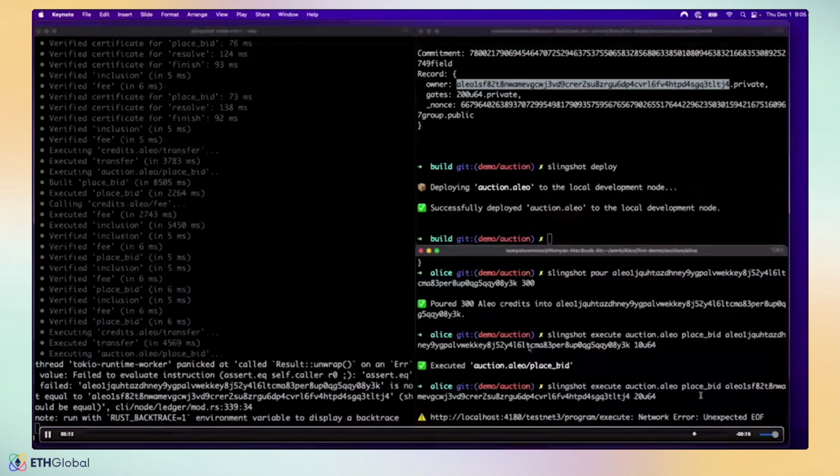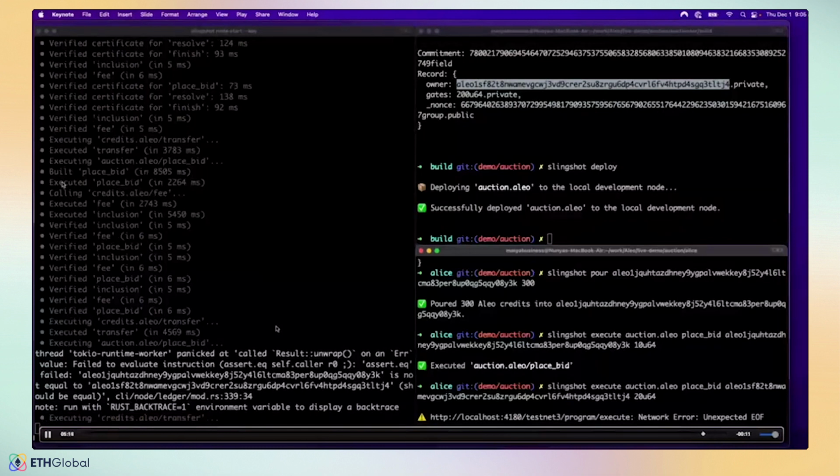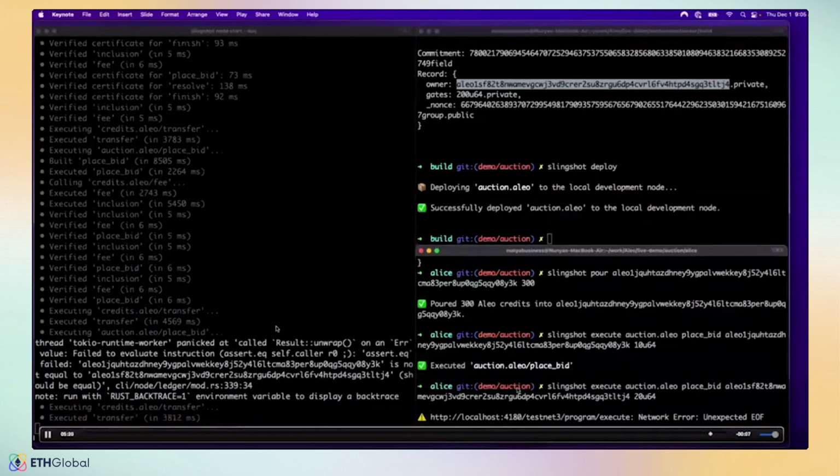The first execution is a valid bid. We use it with Alice's address, and you see up on the left, we execute place bid. The second invocation to place bid uses a different address, actually the auctioneer's address, and the node fails to run. And this is the check that we had earlier to make sure that only the caller is the person creating the bid. And yeah, this is still a prototype tool.